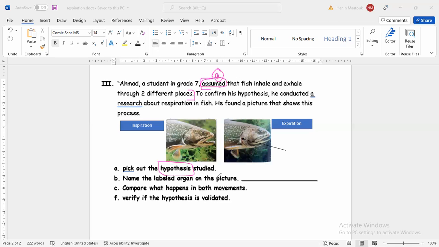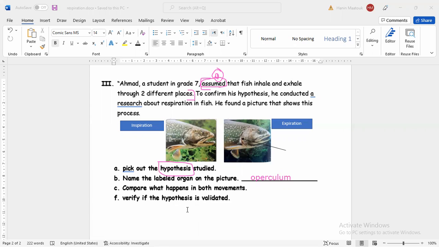Part B, name the labeled organ on the picture. This is the labeled organ. So what is this organ? Name, give its name. So it is the operculum. Okay, operculum. Compare what happens in both movements. We have inspiration, expiration. Compare what happened in both movements. We will start by comparing what we see. In inspiration, the mouth of the fish opens and the operculum closes, while in expiration, the mouth of the fish closes and the operculum opens. Okay, this is the comparison.